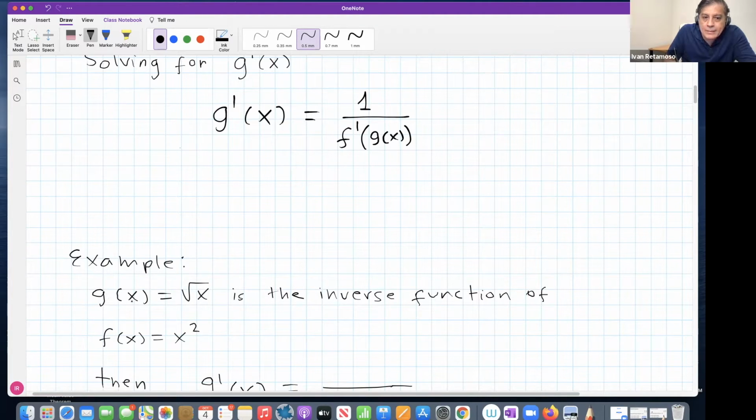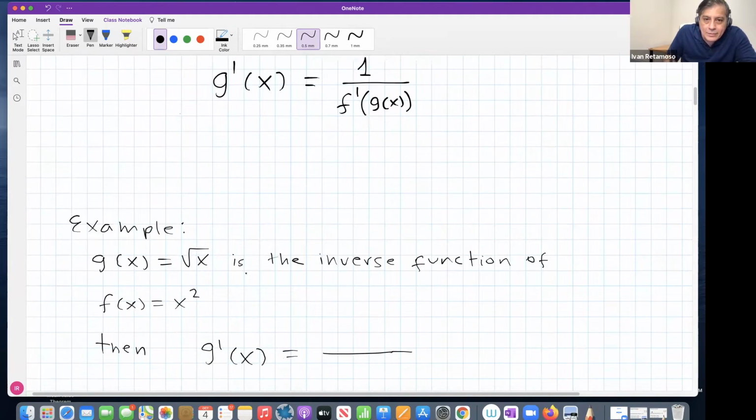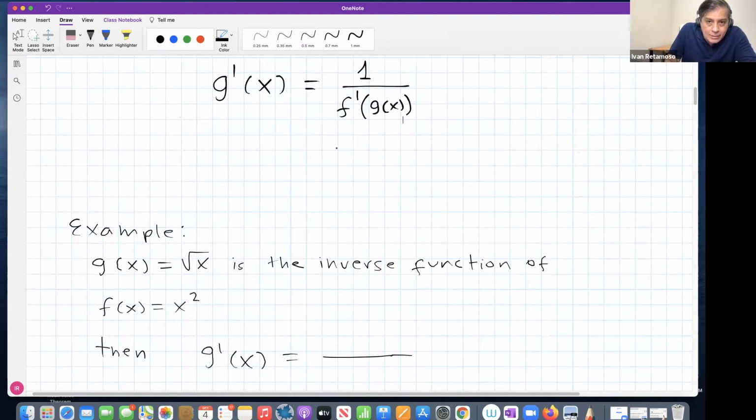Suppose g of x equals square root of x. That is the inverse function of f of x equals x squared, right? So now let's use this formula and check if it actually works. What should be the derivative of this inverse function?